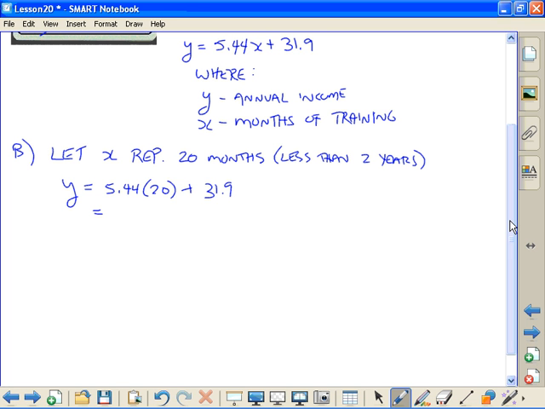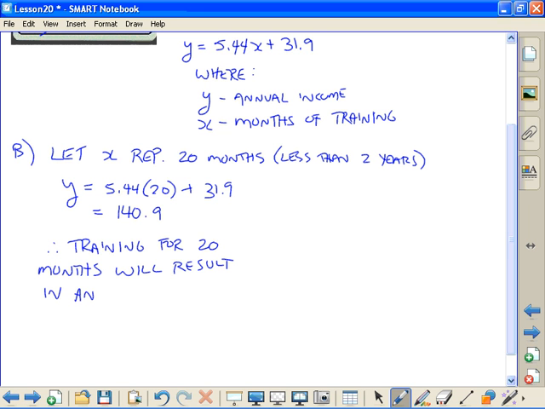That means that the graduate will make $149,000. So therefore, training for 20 months will result in an income of $140,900 per year.